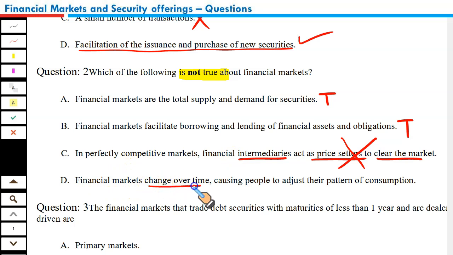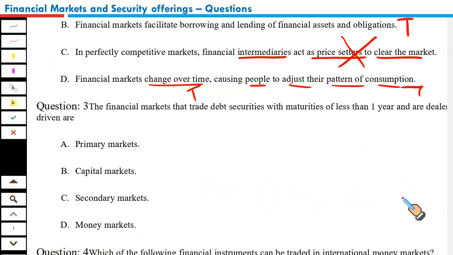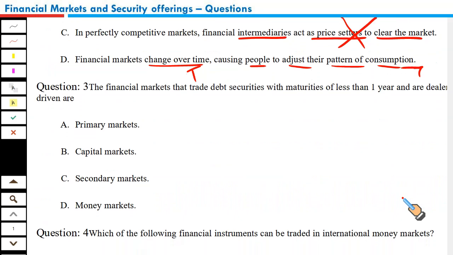Financial markets change over time. True. Causing people to adjust their pattern of consumption. Yes, with the passage of time, the markets do change, and then the users or the participants will have to change their consumption accordingly. That makes sense. Question number 3.